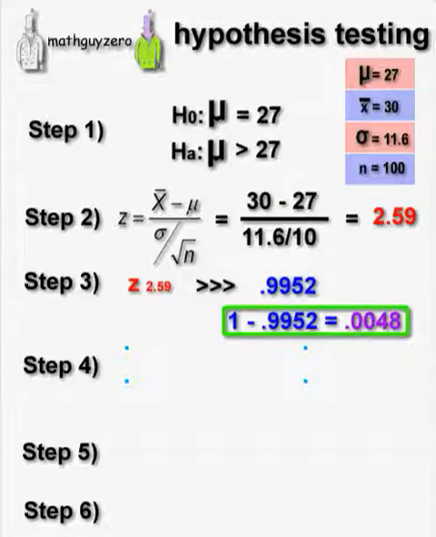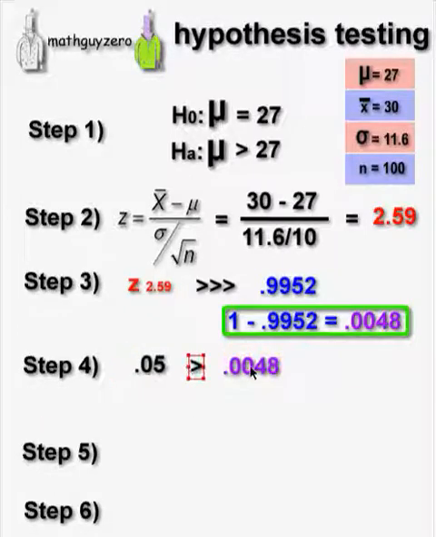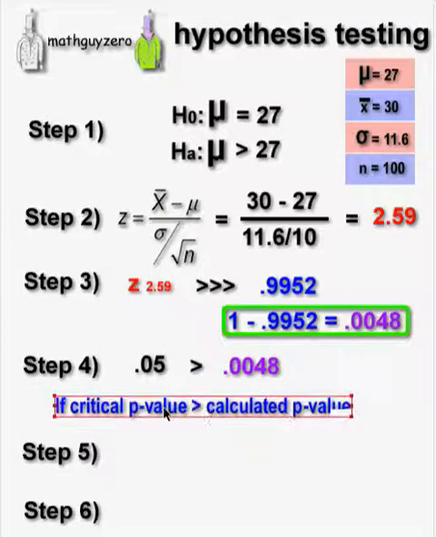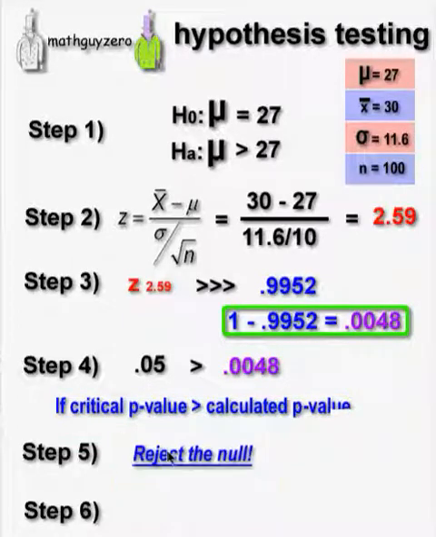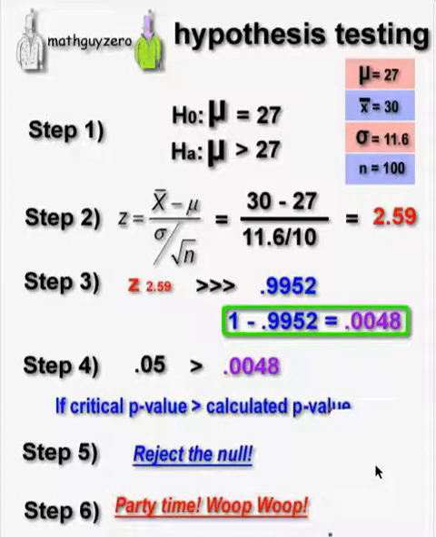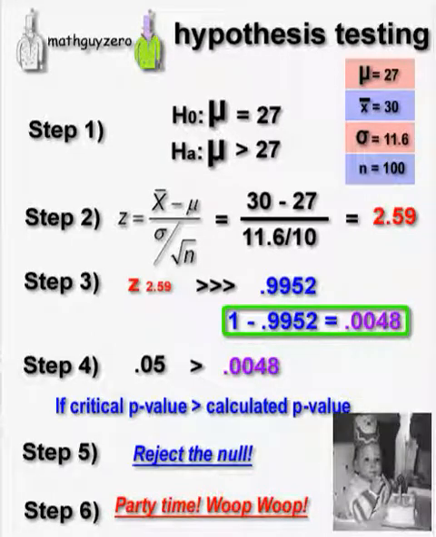Step 4, let's see how it compares to the critical value, the cutoff value, commonly called alpha. And yeah, that critical value is much bigger than that. So that's true. Then we make our decision. We reject the null. And it's party time again. Whoop, whoop, celebrate, celebrate. And that's all there is to it.